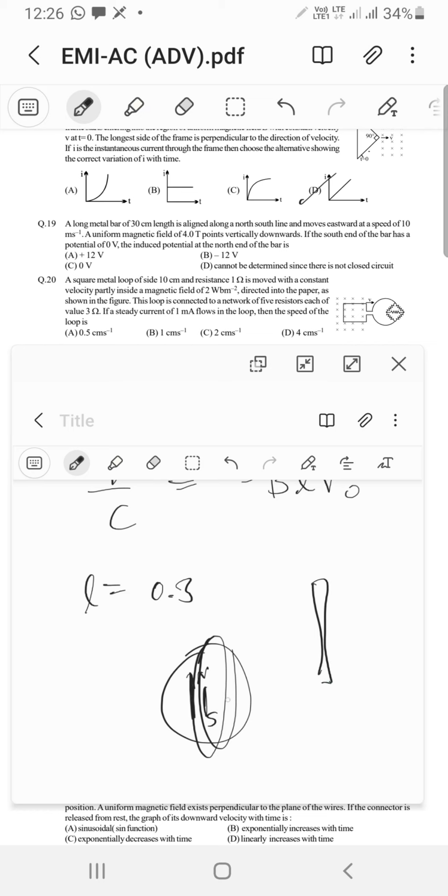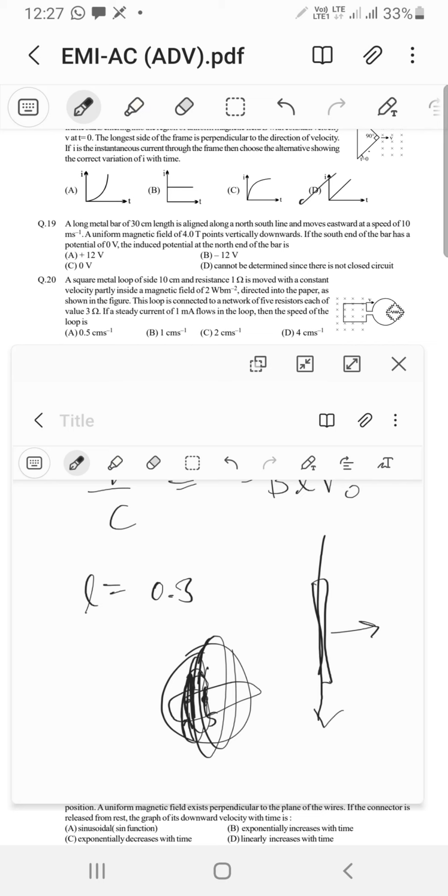Assume Earth is like a small dipole. So the field is going something like this. At this point we know it's like that. Just assume it's on the equator. That means it's horizontal, along the north-south line. That means the field through it is like this. And the bar moves eastward, like this, at a speed of some meters per second.